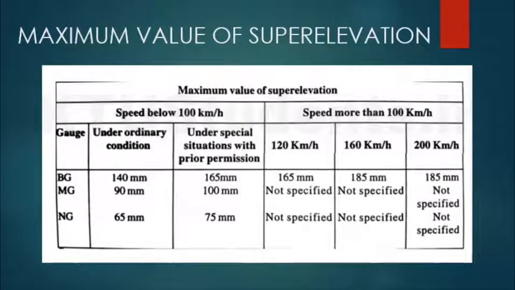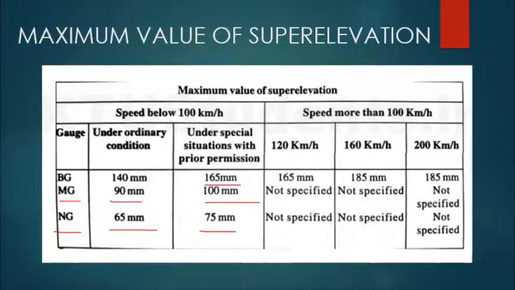And the maximum values of super elevation provided for different speeds in Indian Railways are as follows. Depending on the gauges, for the broad gauge under ordinary conditions, if the speed is below 100 km per hour, then the super elevation is 140 mm. Under special situations with prior permission, the super elevation will be 165 mm. For meter gauge, under ordinary conditions, when the train is moving below 100 km per hour, the super elevation is 90 mm. Under special situations, it is 100 mm. For narrow gauge, under normal conditions 65 mm, and under special conditions it is 75 mm.